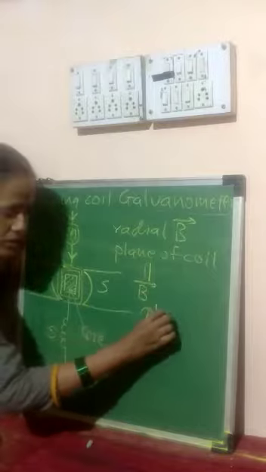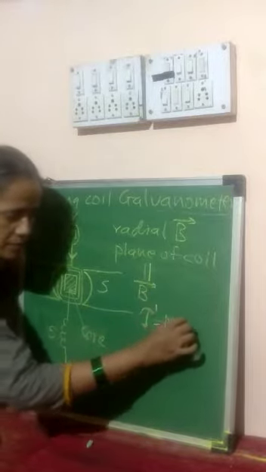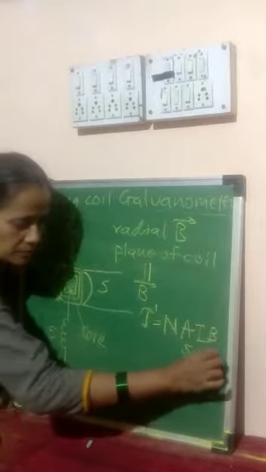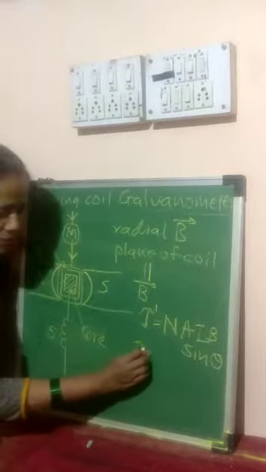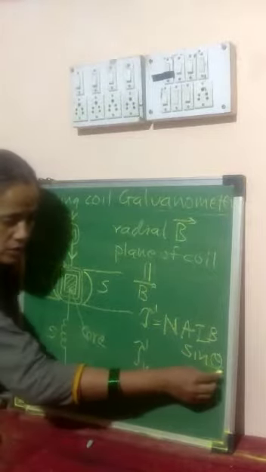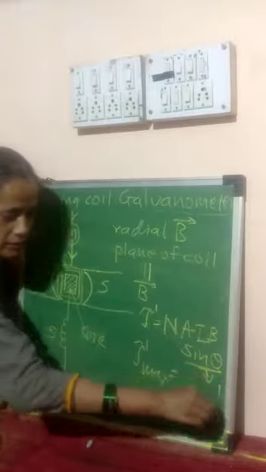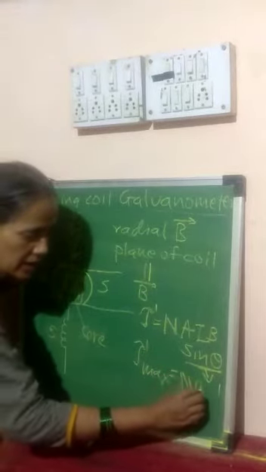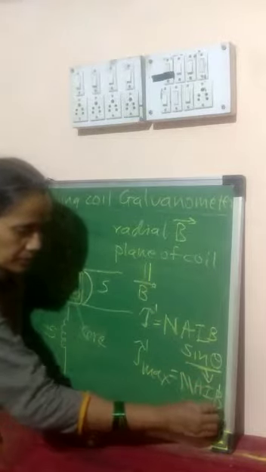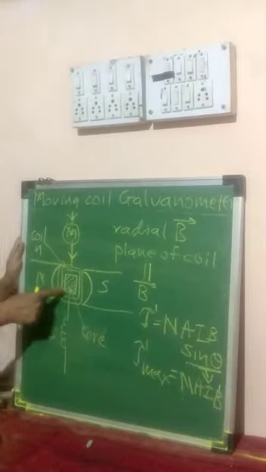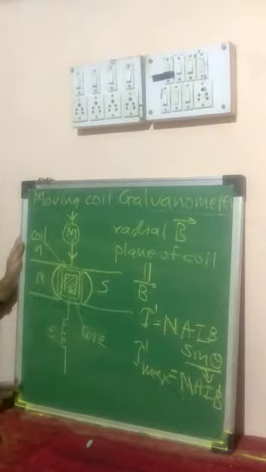Your tau dash is equal to number of turns, area, I into B sin theta. Now the torque acting will become maximum due to the radial magnetic field, which means your sin theta term reduces to 1, and your torque will become NAIB. This torque forces the coil to start deflecting inside this radial magnetic field.